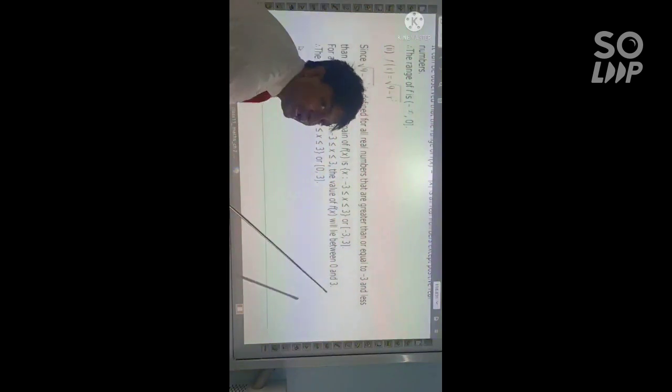For any value of x from minus 3 to 3, the value of f of x will lie between 0 and 3. The range of f of x is 0 to 3.